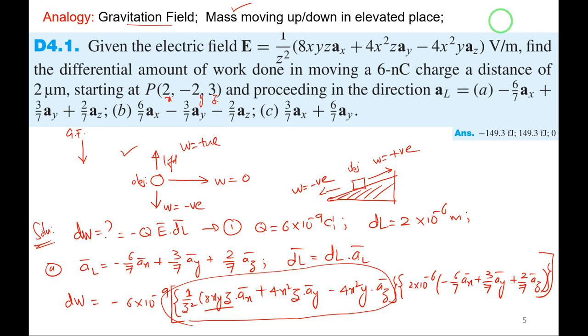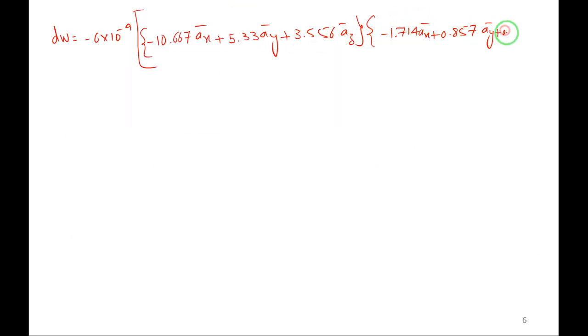So next, 2 into 2 by 7, 2 divided by 7. So I am getting it as 0.571 aZ. But 10 power minus 6 I have left, I will write it here, 10 power minus 6. This you should not leave or else the entire thing will go wrong. So now simplify, multiply. Multiply these components first: minus 6 into 10 power minus 9, and this 10 power minus 6 I will take out.